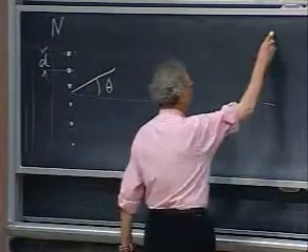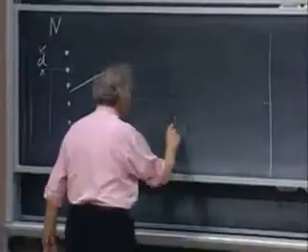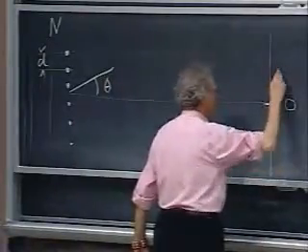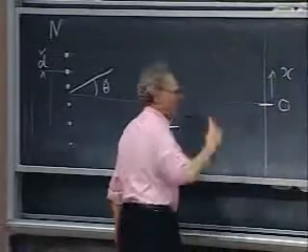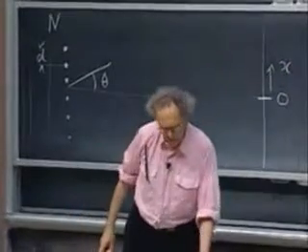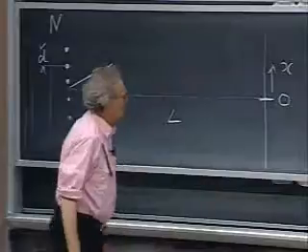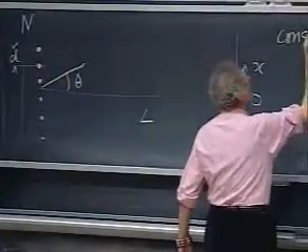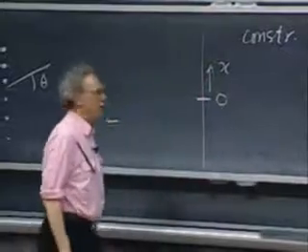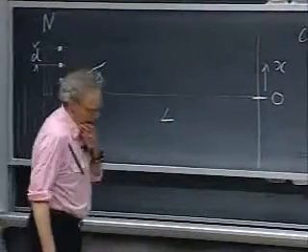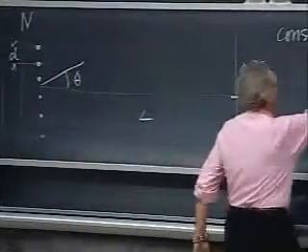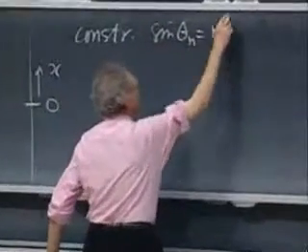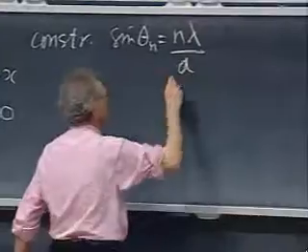And then we can put up here a screen at a distance L, and we will call this x equals 0, and then we can even ask the question, where exactly on that screen will we see these maxima? You will have constructive interference, exactly the same situation that we had with the double slit interference pattern, when the sine of theta n equals n lambda divided by d.